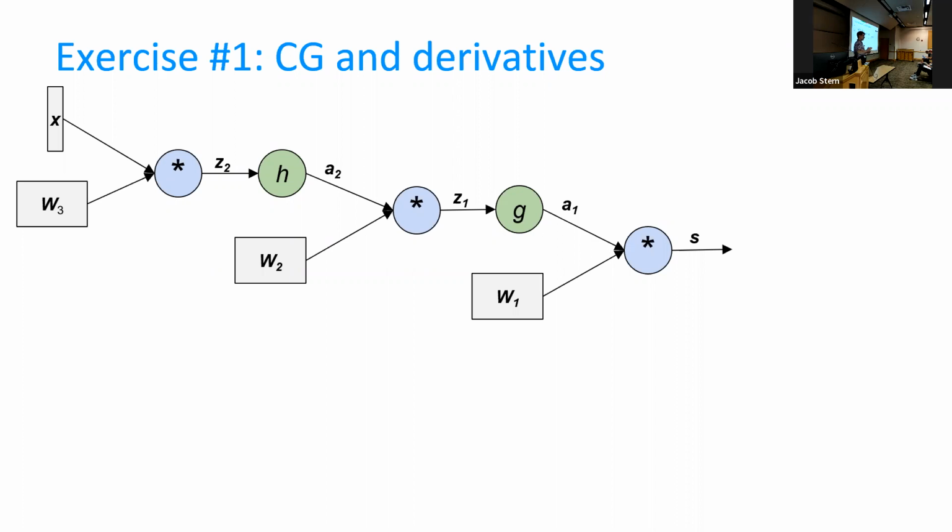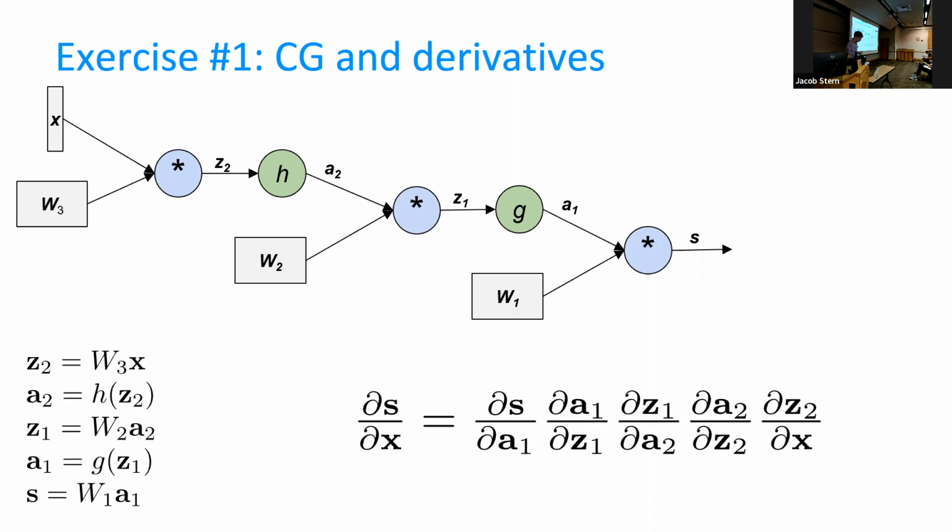All right, anybody need more time? Okay. So let's see what we have here. This is a nice case where we don't have to deal, at least explicitly, with the forking paths problem. So in this case, the derivative of S with respect to X is the derivative of S with respect to A1, times the derivative of A1 with respect to Z1, times the derivative of Z1 with respect to A2, times the derivative of A2 with respect to Z2, times the derivative of Z2 with respect to X. So that's how we break up that long derivative into individual partial derivatives.